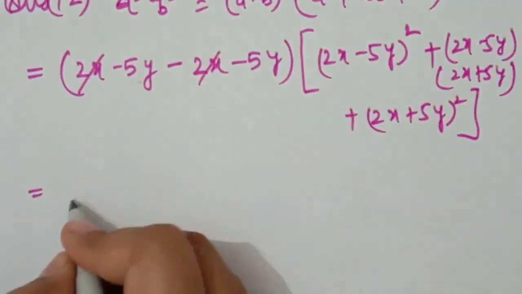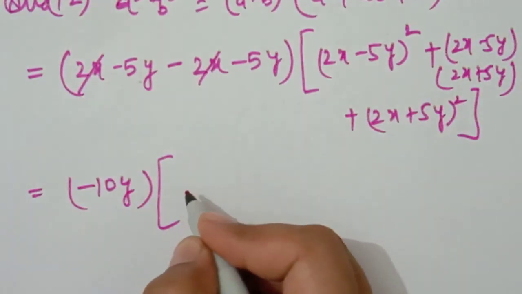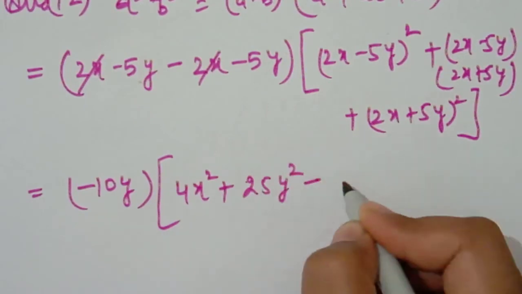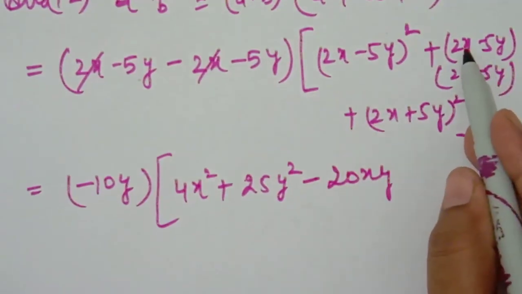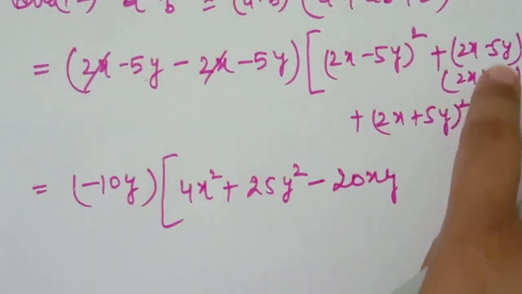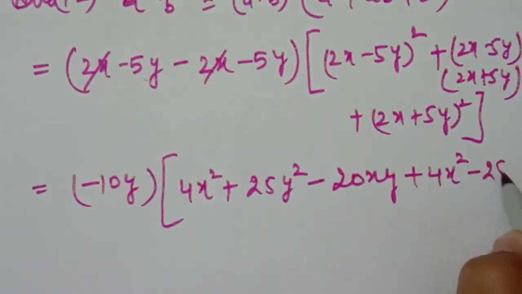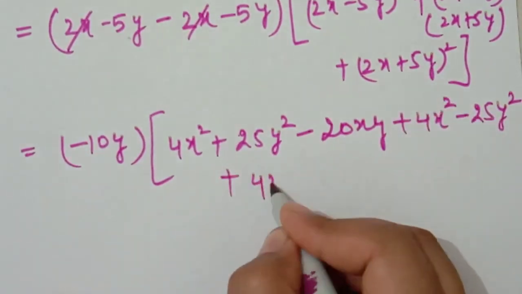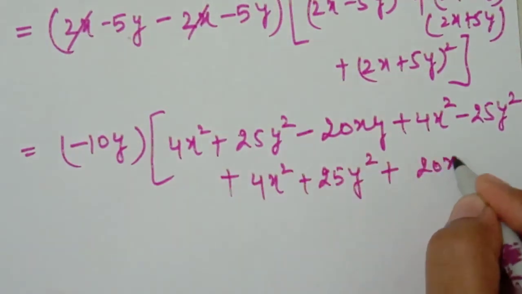2x cancels with 2x, and minus 10y is here. Now we have (a minus b) whole square. A square means 4x square, b square means 25y square, minus 2ab: 5 2s are 10, 10 2s are 20, so minus 20xy. Now we multiply (2x minus 5y) and (2x plus 5y). It is (a minus b)(a plus b), which gives a square minus b square, so 4x square minus 25y square. Now we have (a plus b) whole square: 4x square plus 25y square plus 20xy.